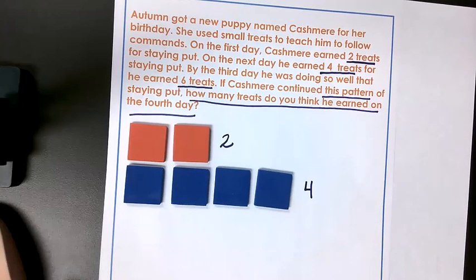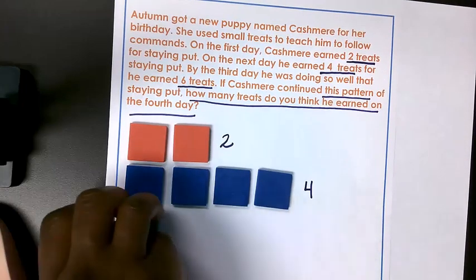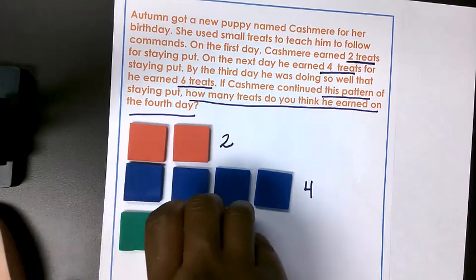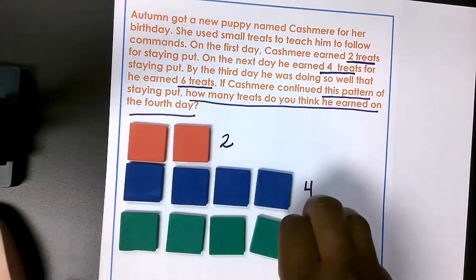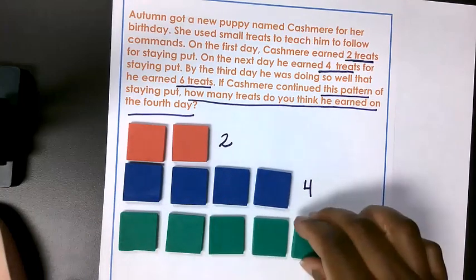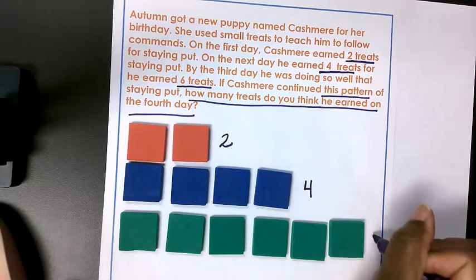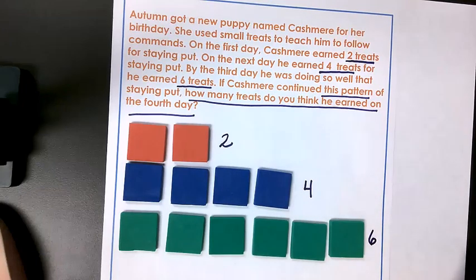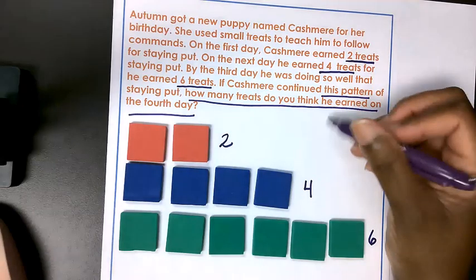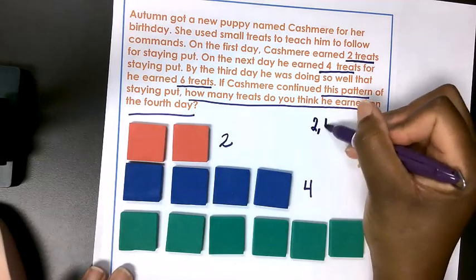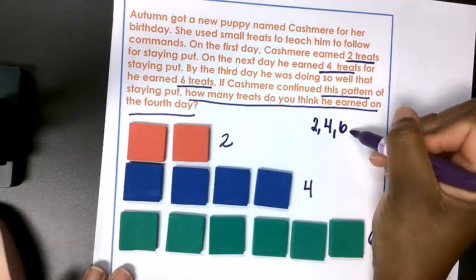On the 3rd day, he earned from the problem 6 treats. So far, we can see that the pattern is 2, 4, 6.